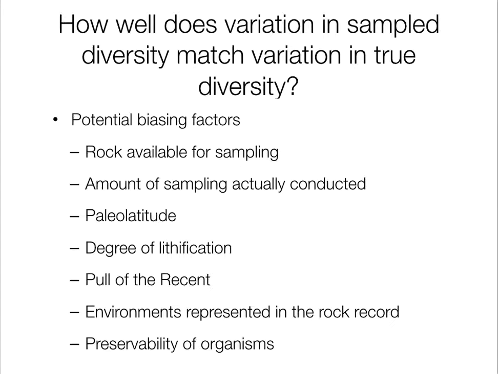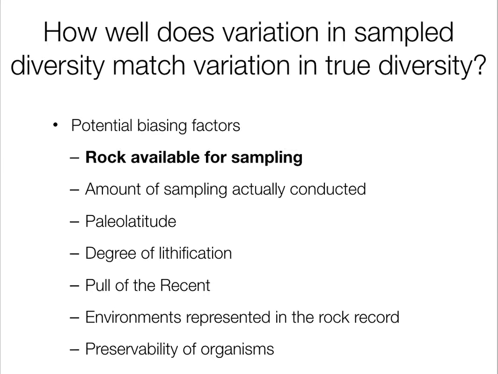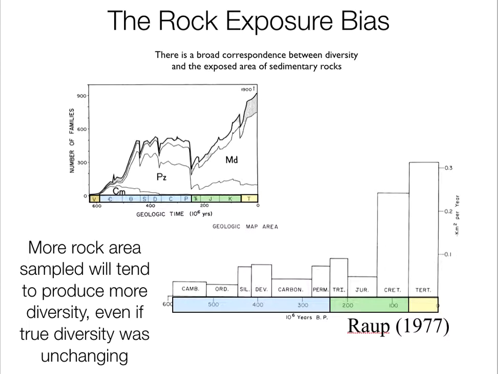Environments that are represented in the rock record, so we've talked about this already, the bias is there, and then obviously the preservability of organisms. So let's talk briefly about rock available for sampling. This is a little bit like what we talked about with the Peters and Heim paper.